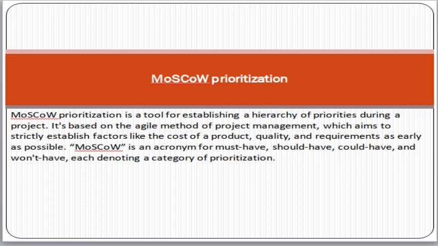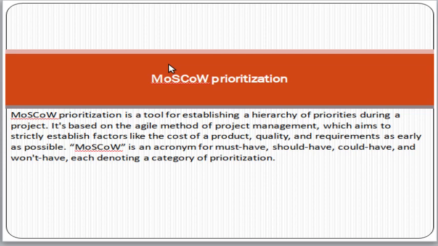Basically it is a tool for prioritizing the product backlog. Product backlog is a document. You can think of this as an Excel sheet or Word document, in which all the requirements and all the user stories are mentioned in the product backlog. Now MoSCoW prioritization is a tool for establishing a hierarchy of priorities during a project.